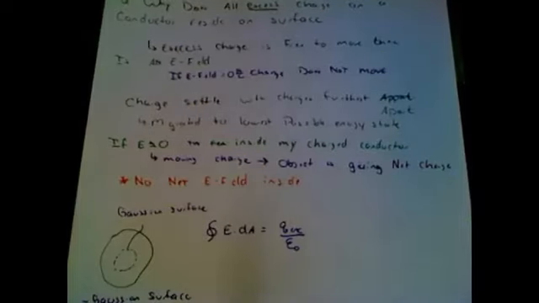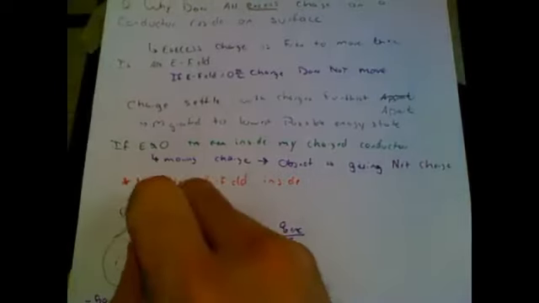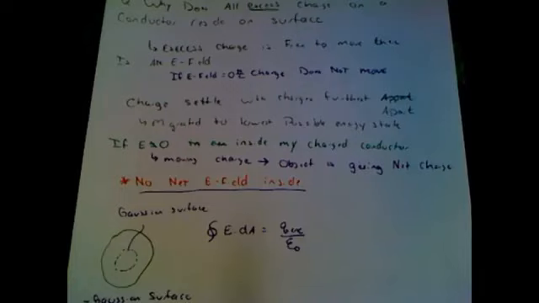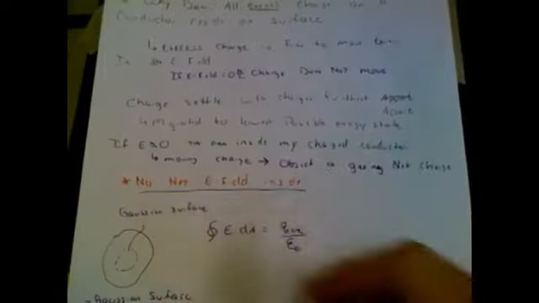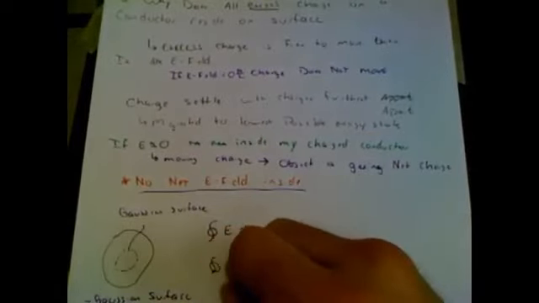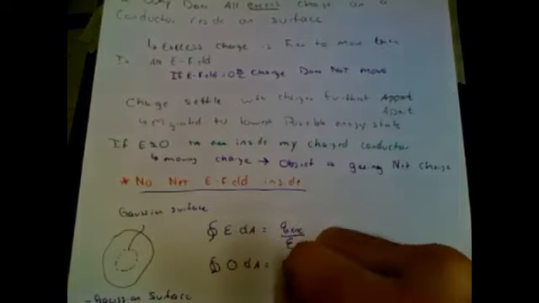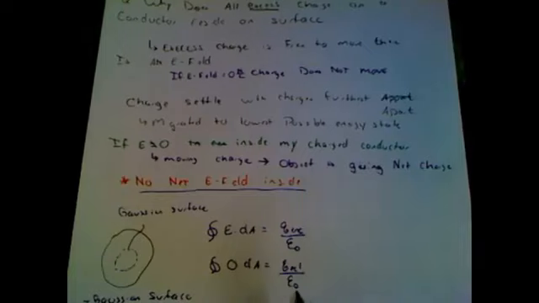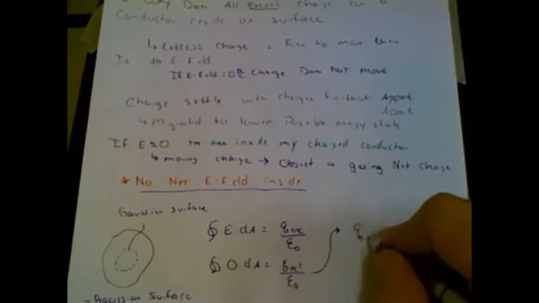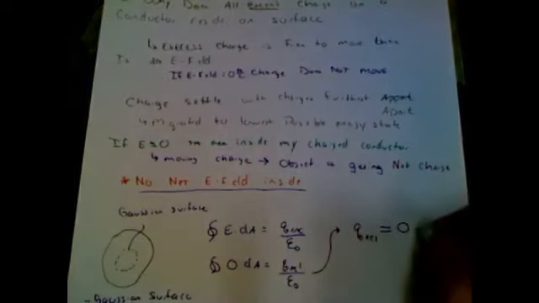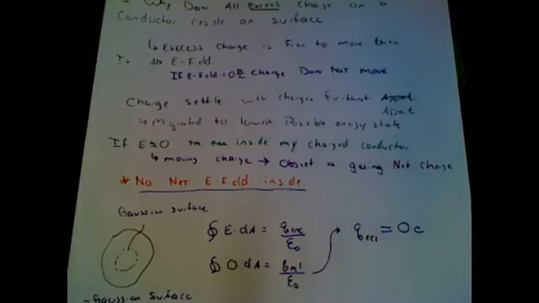I don't need to know that because I know by definition that if there's an electric field inside, I'm going to have moving charge, which means there is no electric field. If E is 0, I'd have the surface integral of 0 dot dA equals Q enclosed over epsilon 0. Well, epsilon 0 is a constant. My dA has to be an area, which means Q enclosed must be 0 coulombs. So this is a simple explanation on why the excess charge inside a conductor has to be 0.